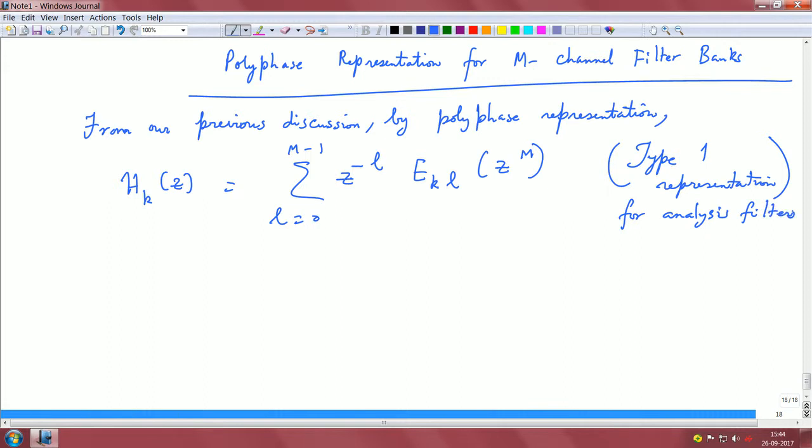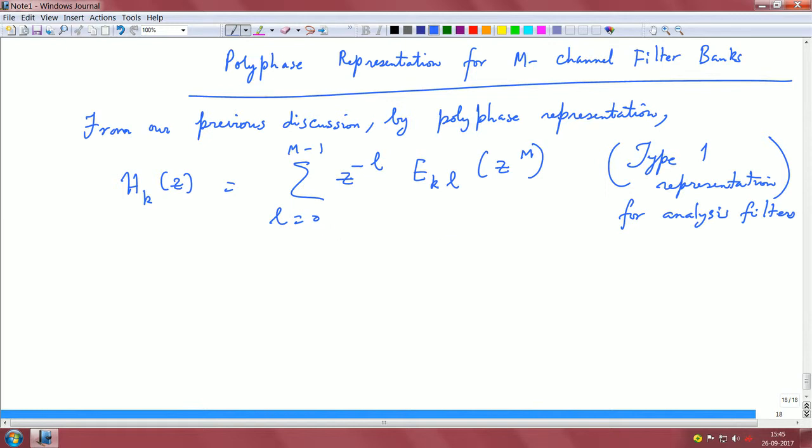So, we will look into the type 1 polyphase representation for analysis filters, right. I choose some kth analysis filter, right. So, some k equals 0, 1, 2, and so on till M minus 1. I will choose one such k in the analysis bank, and for that analysis filter indexed by k, I have an M phase representation, right, L equals 0 to M minus 1. That is the whole idea about this notation.